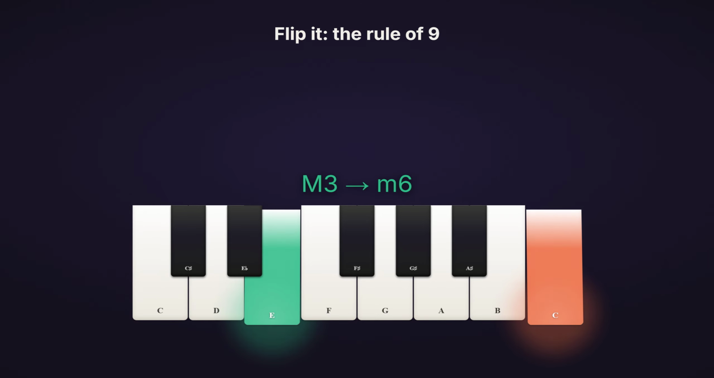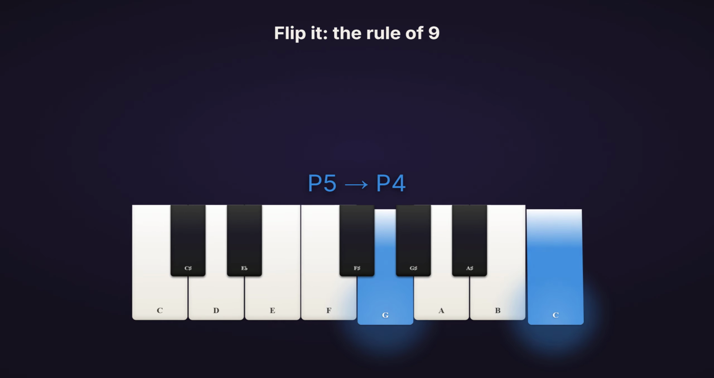A major third inverts to a minor sixth, bright flips to dark, 3 flips to 6. And a perfect fifth inverts to a perfect fourth, stable stays stable, 5 flips to 4. One rule, and half the work disappears.